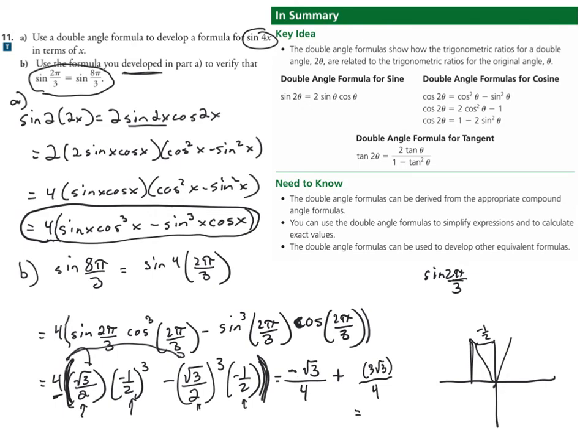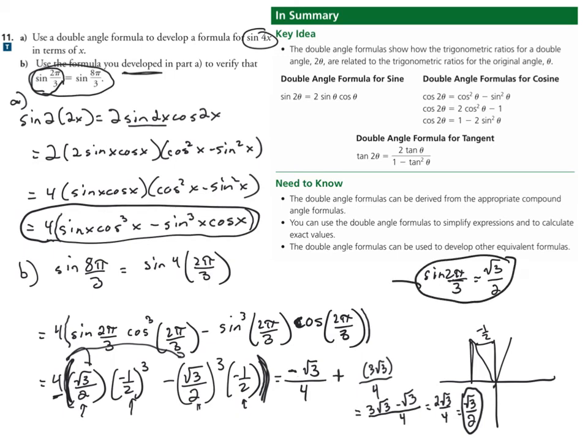So you have equals 3 root 3 minus root 3 over 4. And 3 root 3 minus 1 root 3 is only 2 root 3 over 4. And that is equal to root 3 over 2. And we want to verify that that is the sine of 2 pi by 3. And the sine of 2 pi by 3, we already said, is equal to root 3 over 2. So sure enough, the sine of 2 pi by 3 is root 3 over 2, and the sine of 8 pi by 3 is root 3 over 2.